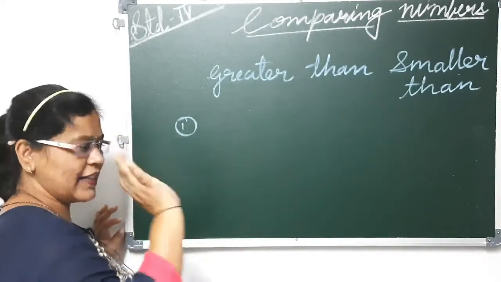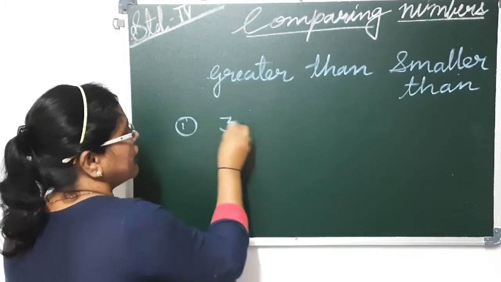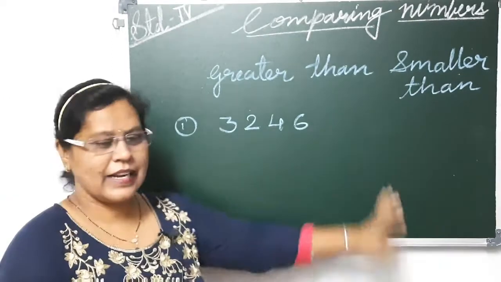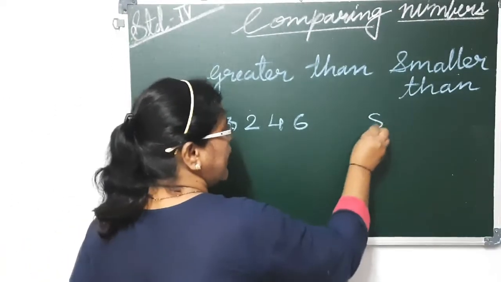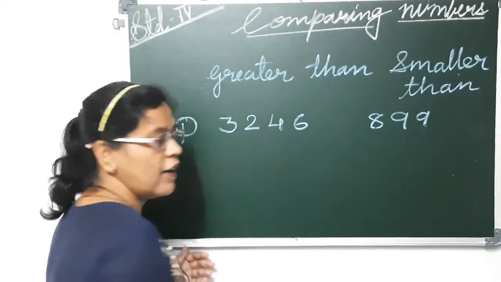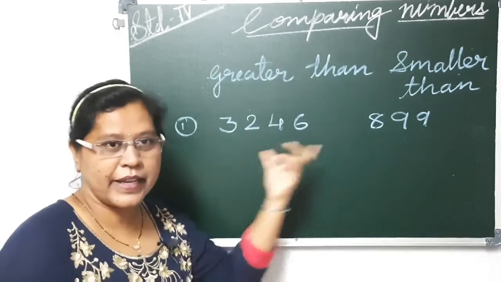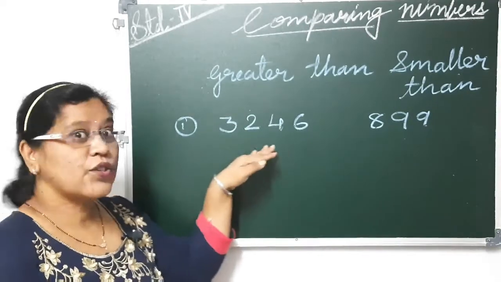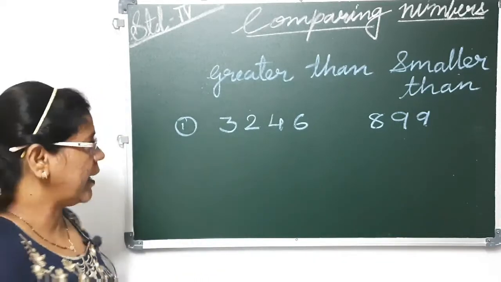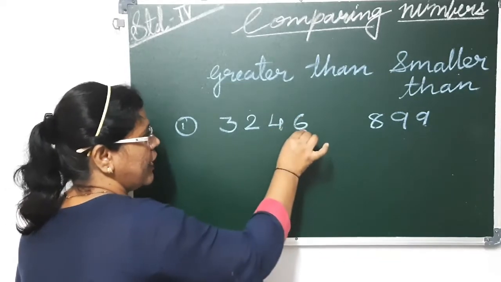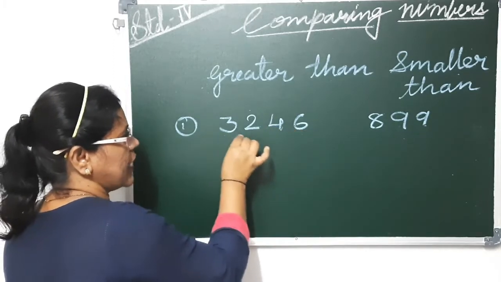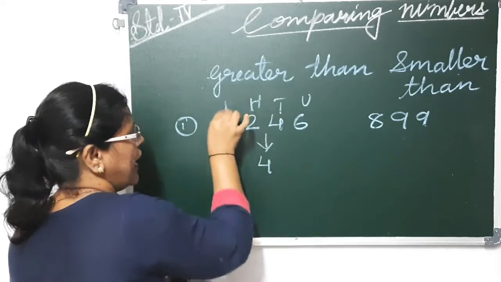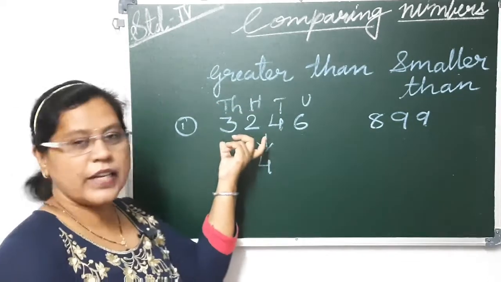Now for example, okay, now we'll take 3246. This is one number, and the another number like 8999. First, what you have to see when you are comparing the given numbers, which is greater and which is smaller, what you have to do, first you have to count the given digits. Okay, now for example, here 1 2 3 4 digits are given. How many digits? 4 digits, that is units, tens, hundreds and thousand. Okay, so 4 digits means thousands.